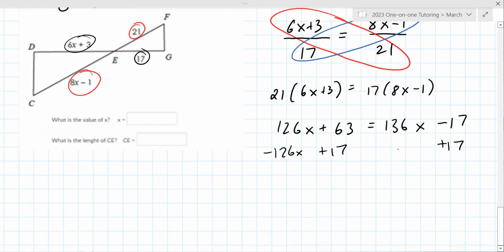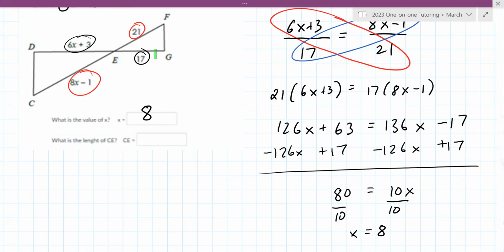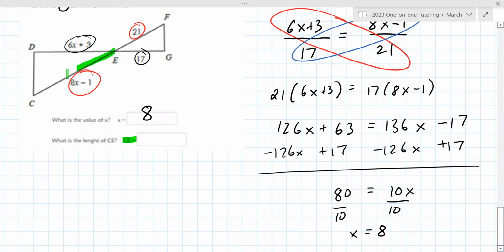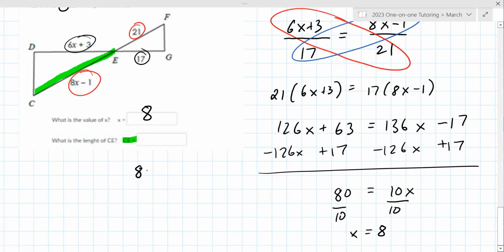Subtract 126x from both sides. And believe it or not, it actually works out kind of nice. It ends up being 80 equals 10x. Divide by 10, x equals 8. Now the next thing it asks for is the length of CE. Always good to kind of just identify what it actually is that it wants there in the triangle. So CE is 8x minus 1, but you know the value of x now. 8 times 8 minus 1 is 63.